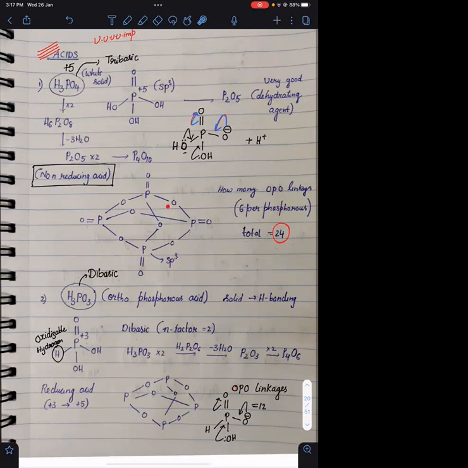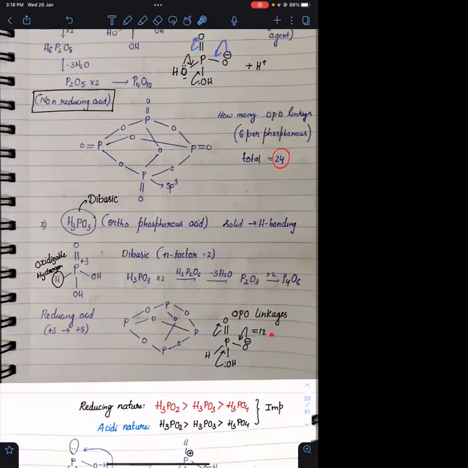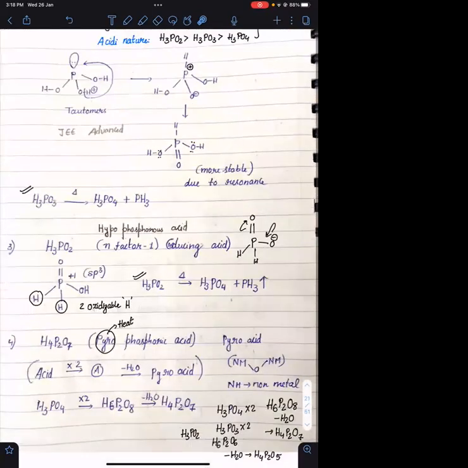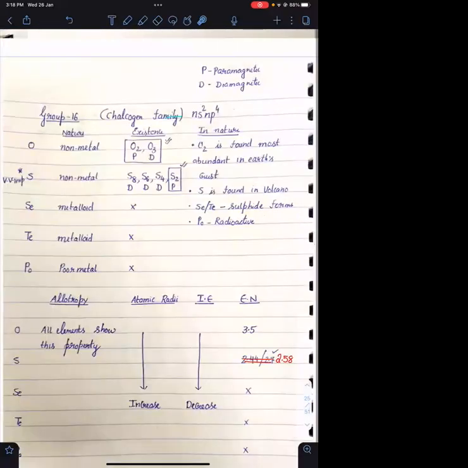Okay, the structure is important. The angles are important. The number of OPO linkages, the linkages of OPO, is also important. In this case it is 24. And in this case, what have we written? I think, yeah, you have 12 linkages. Okay, remember that data. Let's go to the next group, the oxygen family.